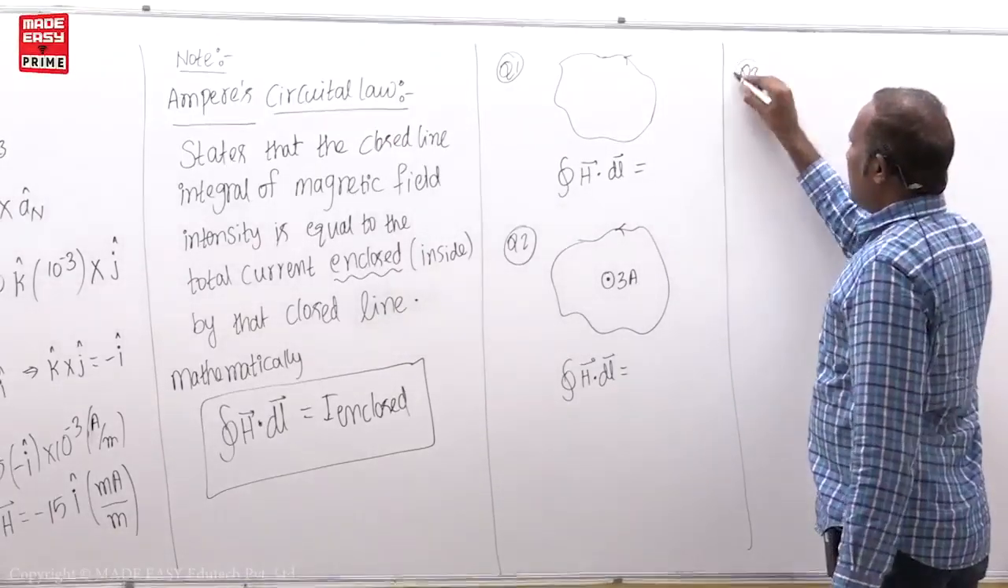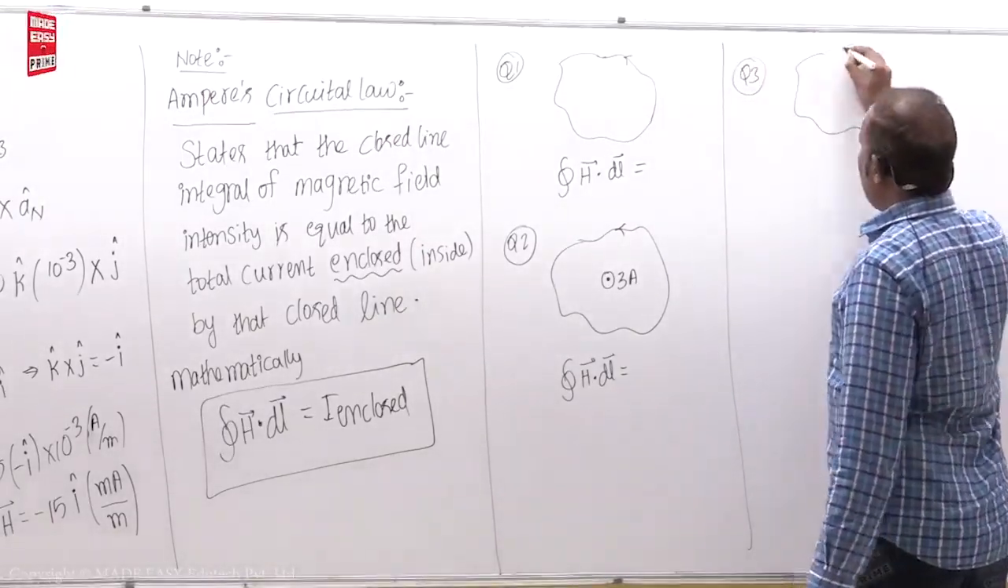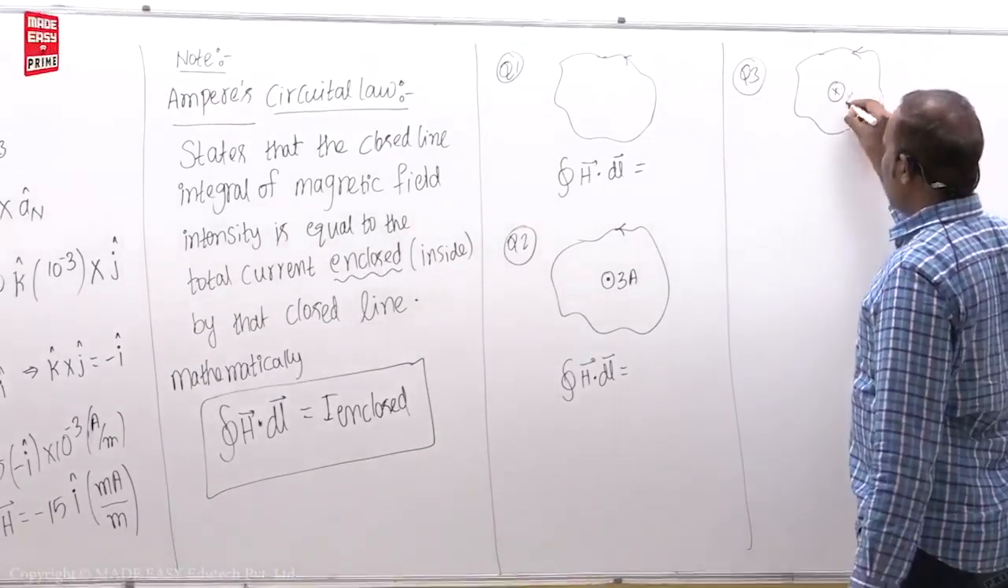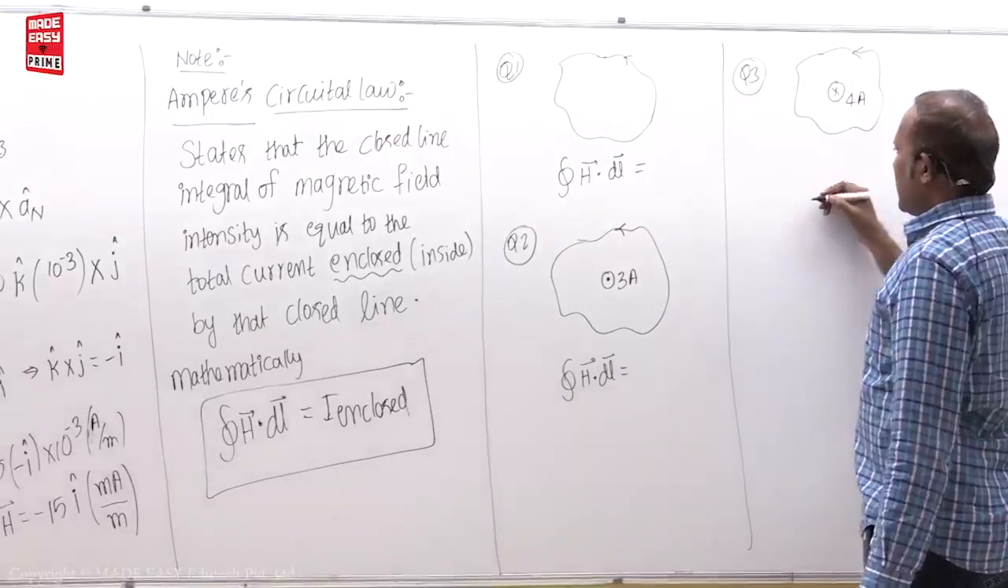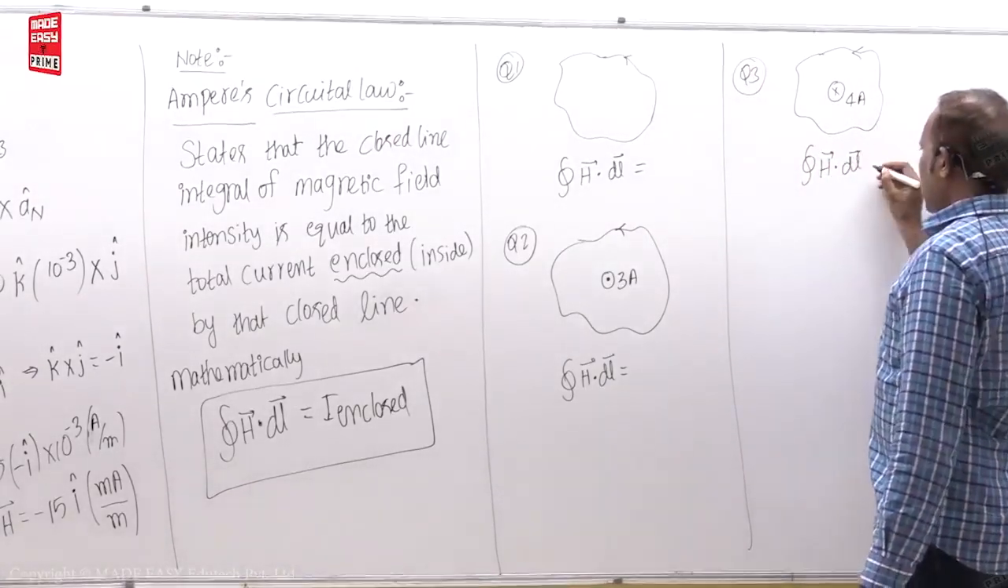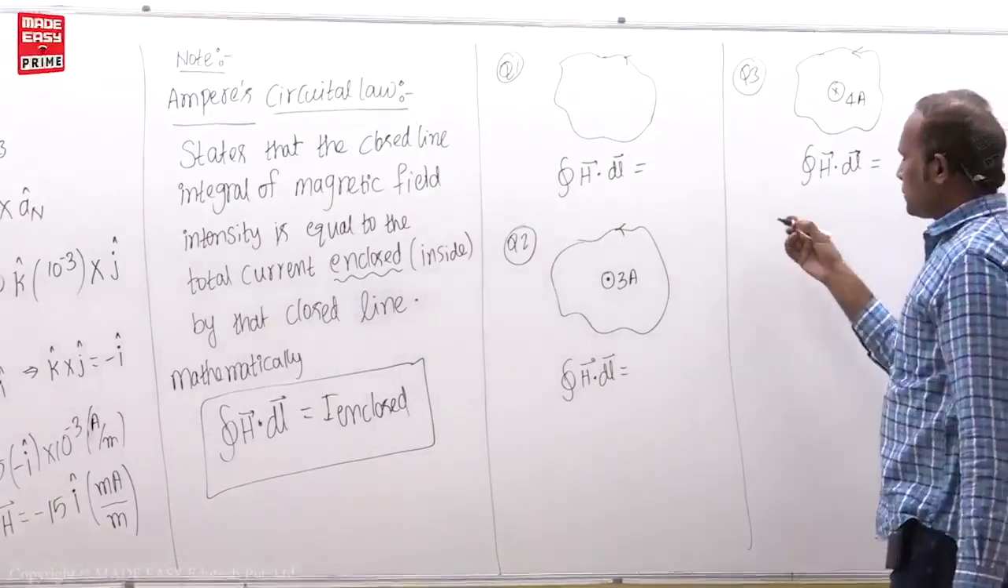For example, question 3. There is one closed line like this. Now inside this one current conductor is there. For this, what is H bar dot dl bar? Okay.